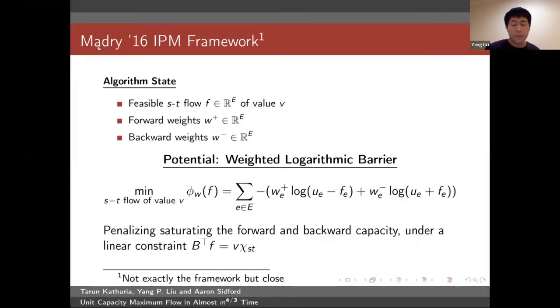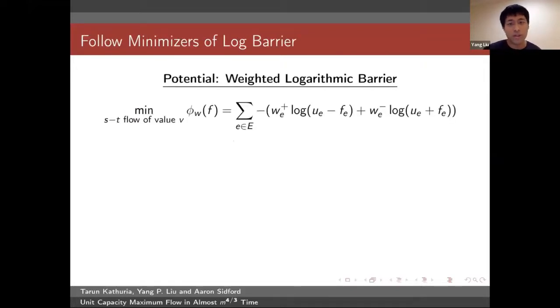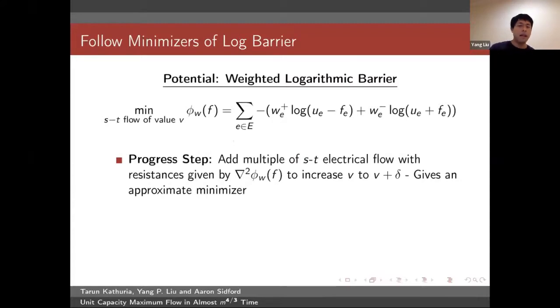So how do we use this potential function to actually route more and more units of flow from s to t, like an augmenting paths algorithm? We do it as follows. Once again, we track this potential. And let's say that currently we have a flow that minimizes this and routes v units from s to t. Our goal now is to route delta more units from s to t while still being a minimizer, instead of at v, at v plus delta.